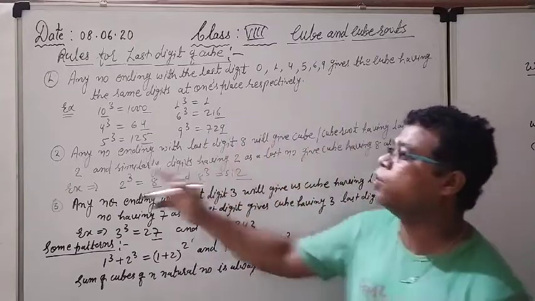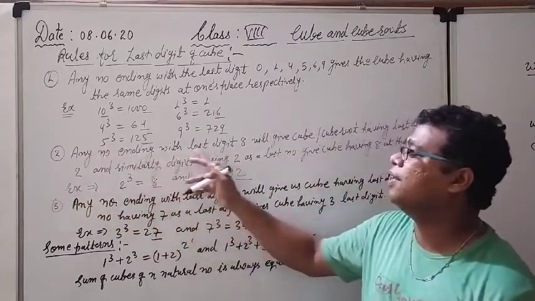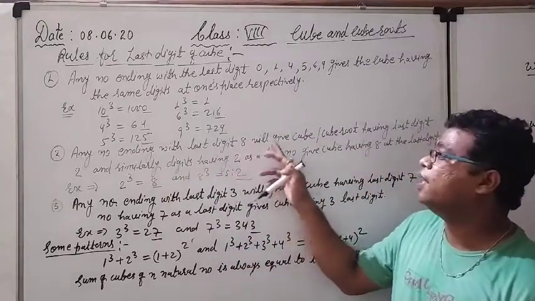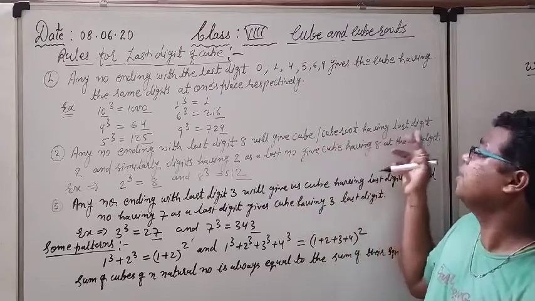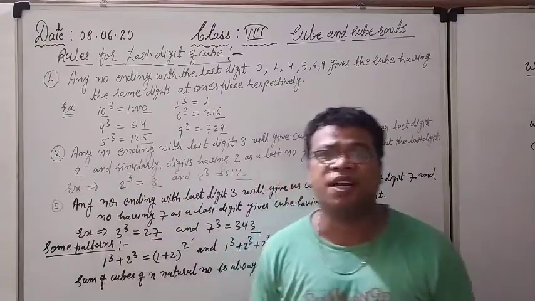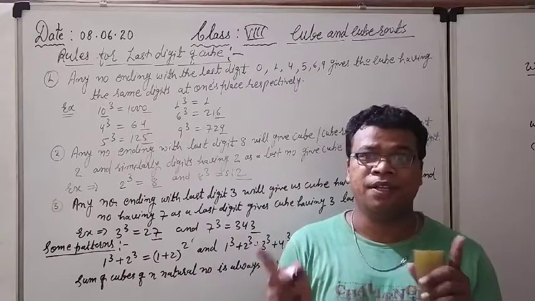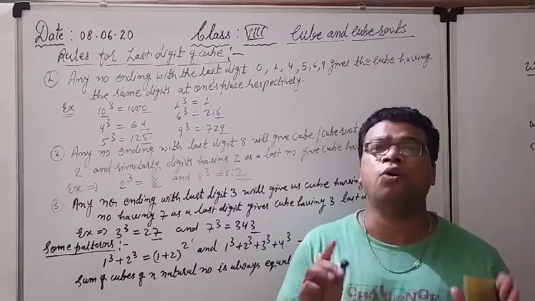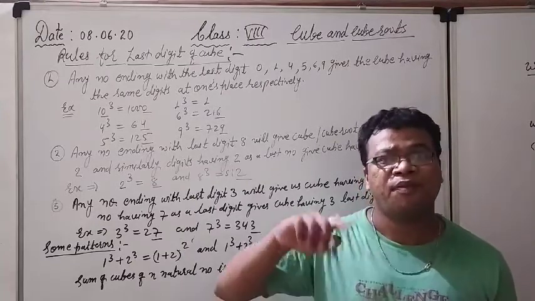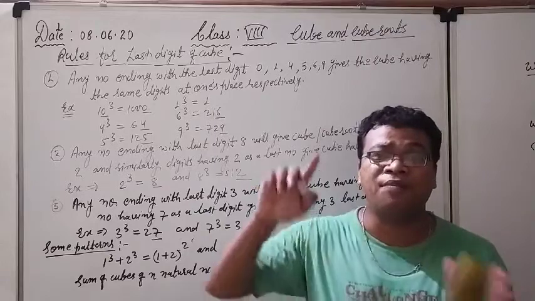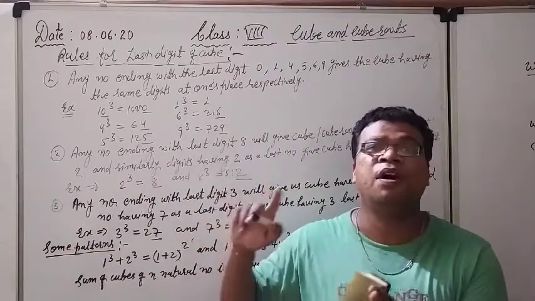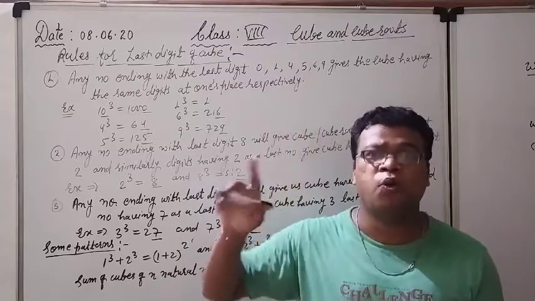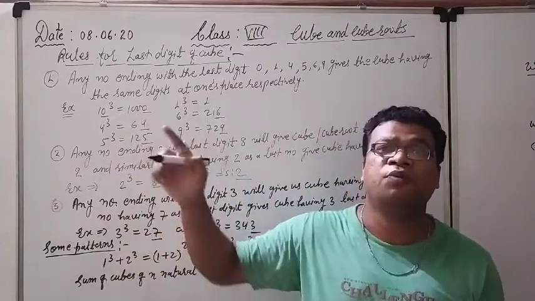Okay, right now see the second rule. Any number ending with the last digit 8 will give the cube or cube root having the last digit 2. Means there is a connection between 2 and 8. Means any number whose last digit or ones place digit is 8, if I find the cube of that particular number, I will get a number whose last digit will be 2. If 2 is the last digit and I find the cube, I will get a cube whose last digit will be 8.